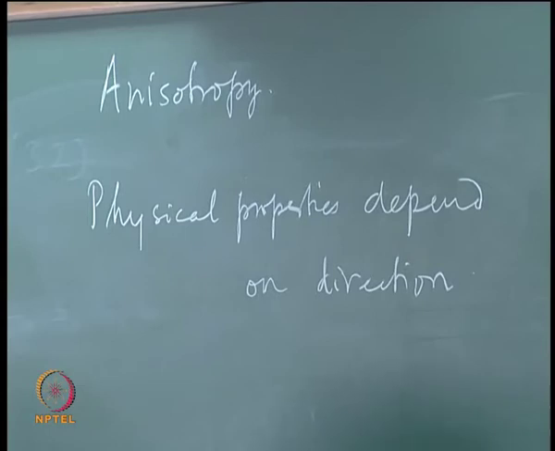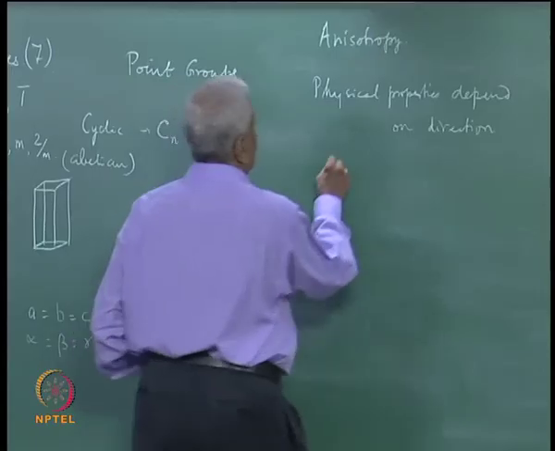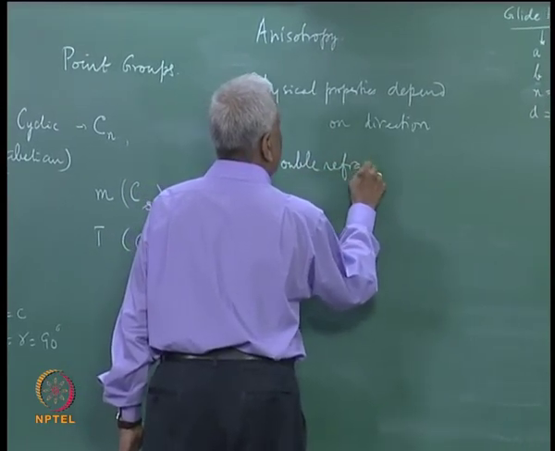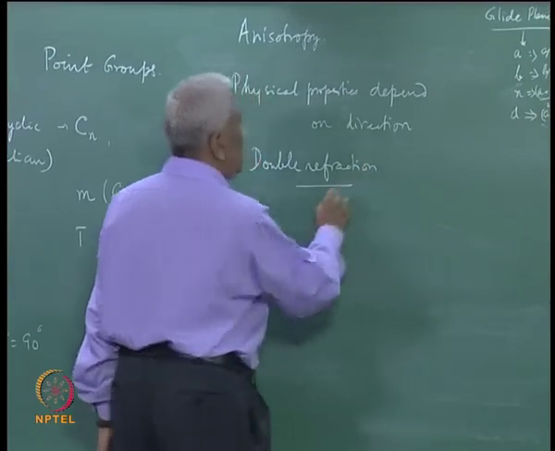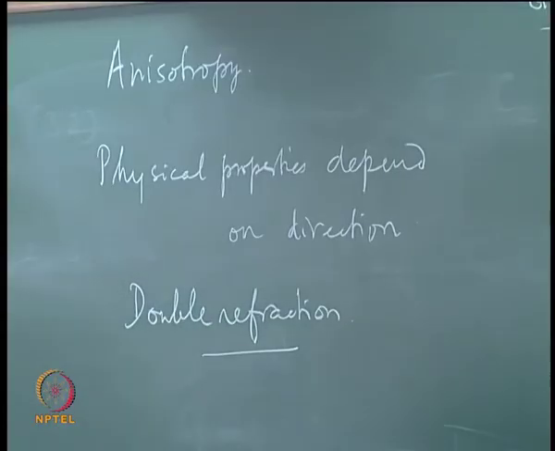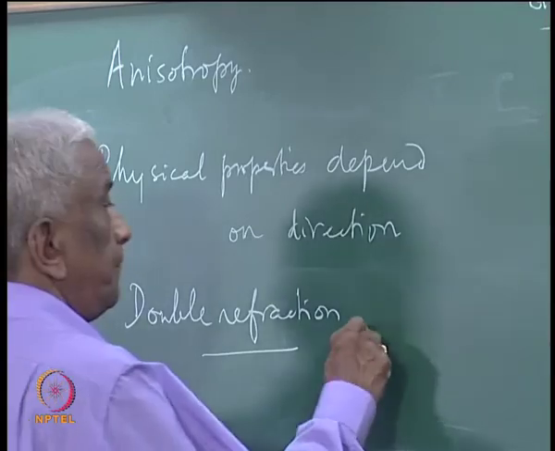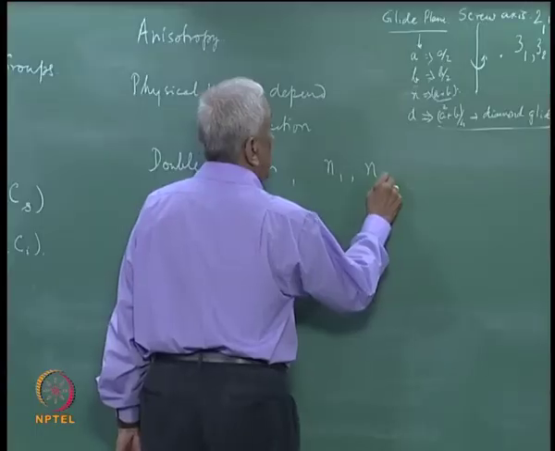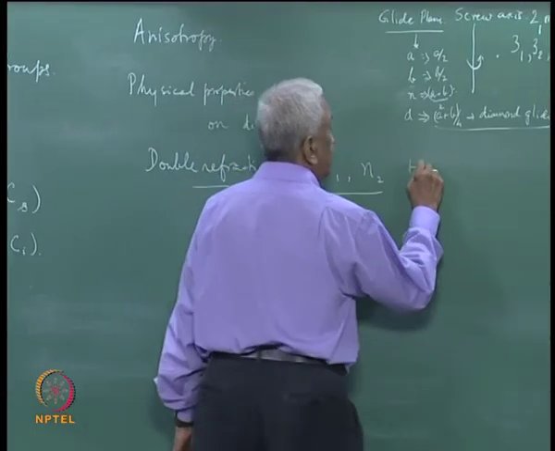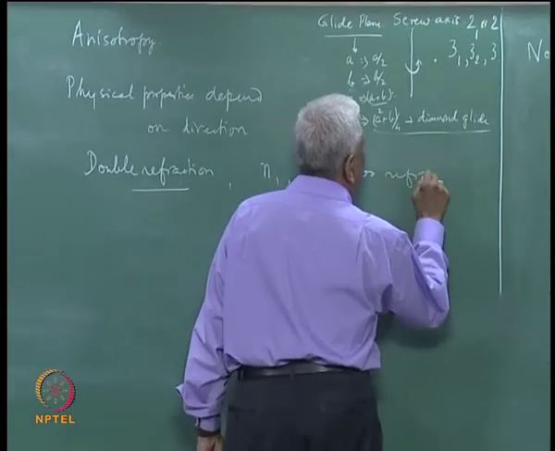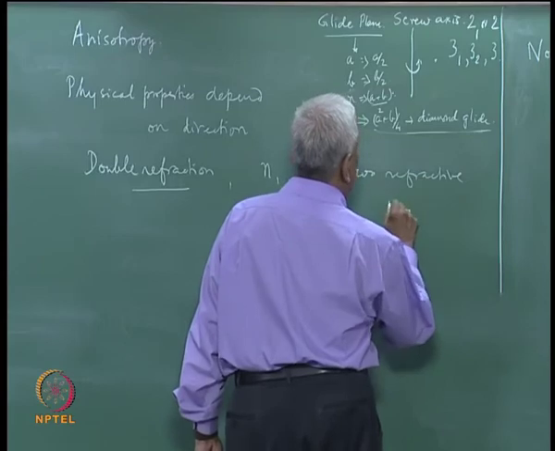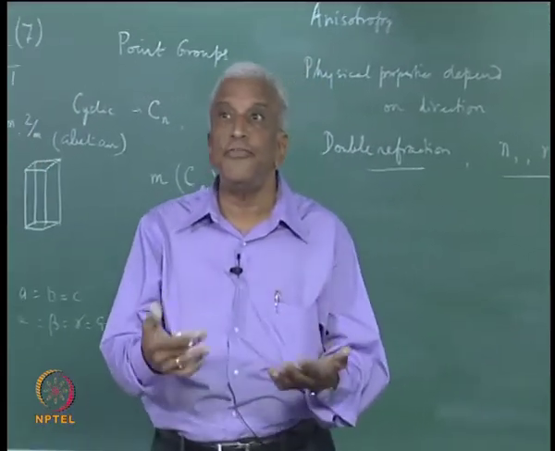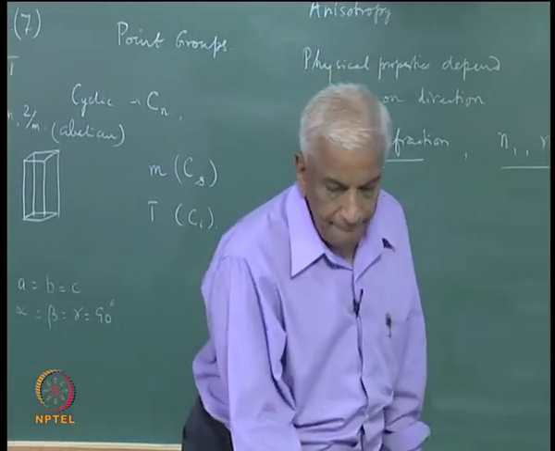For example, we know double refraction, which means that the refractive index has two different values, one along one direction and another in a plane perpendicular to that direction. So, you have n1 and n2, two refractive indices. This is a standard example of anisotropy. So, it is very important to specify the direction. How do we do it?